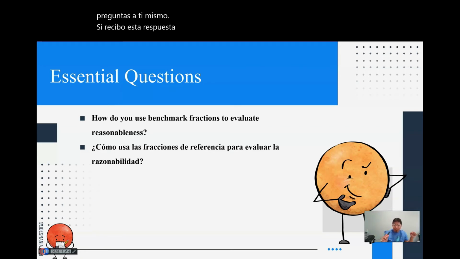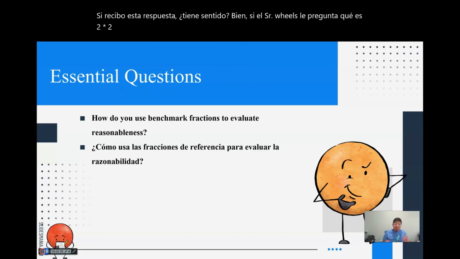If Mr. Rios asks you, what is 2 times 2? And your answer is a giraffe, ask yourself, does this make sense? Okay? That's what reasonableness means.